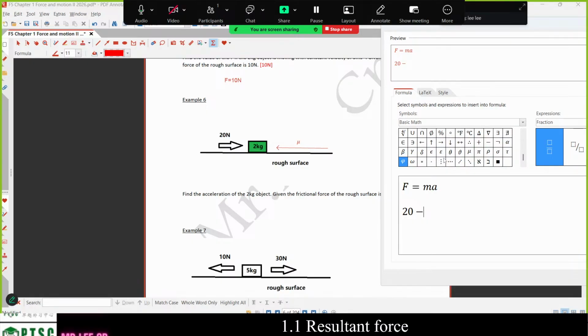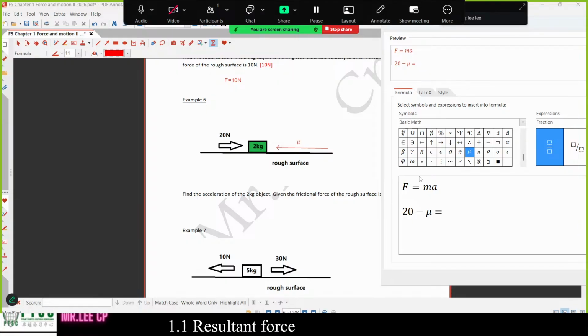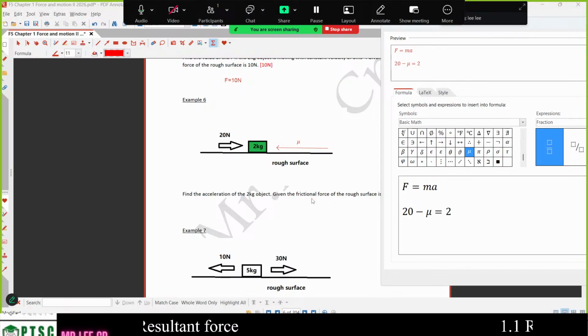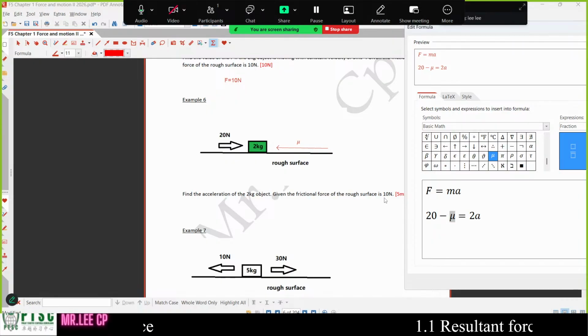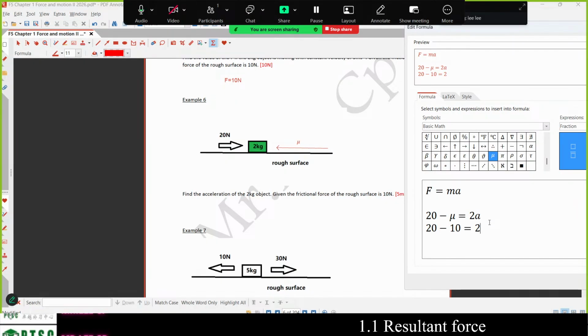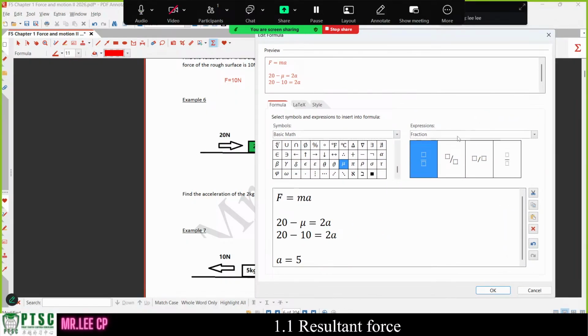Your school teacher might not use this symbol; they will normally write the full word friction. Because I am lazy, I'm using this one. I told you why I am using this already. Easy, right? Equals 2A, acceleration is unknown. And the frictional force, how much? They said 10. So 20 minus 10 is equal to 2A. 10 is equal to 2A, so A is equal to 5. A is equal to 5.